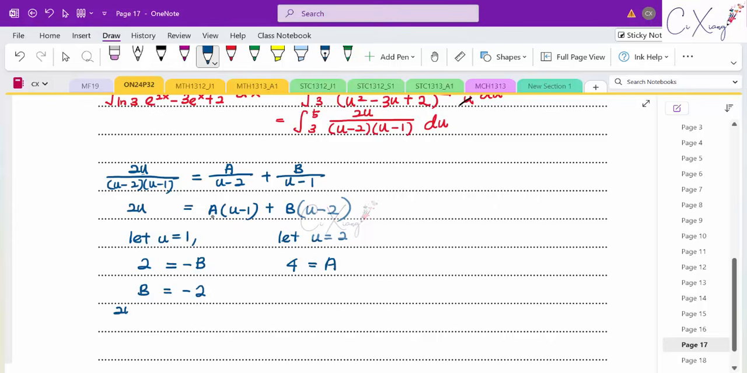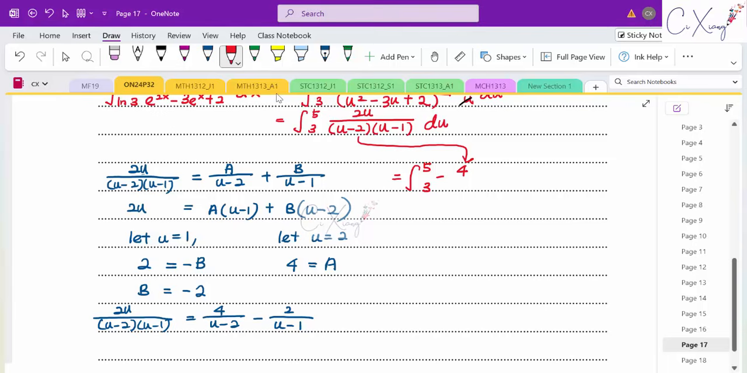So from here you can see that I already get the partial fraction, which is 4 over u minus 2, then minus 2 over u minus 1. This is my partial fraction. Therefore, I can continue my integration here, where I need to integrate the partial fraction, so I'm having 4 over u minus 2 minus 2 over u minus 1.